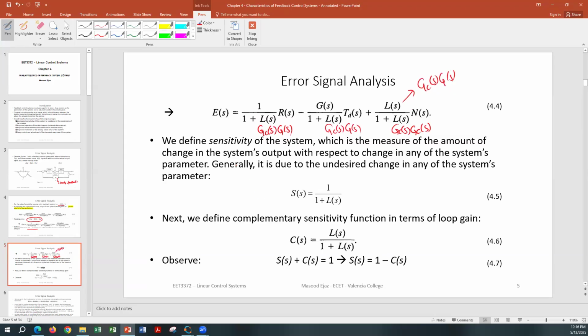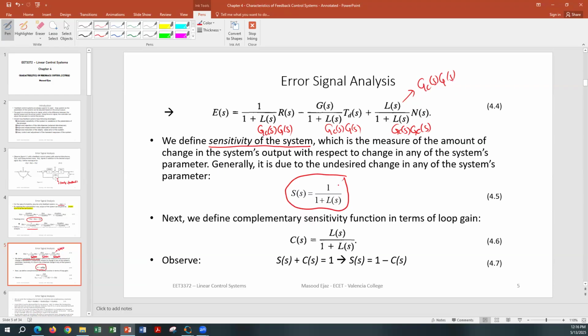Then we define what is the sensitivity of the system. Sensitivity of the system is the measure of the amount of change in the system's output with respect to the change in any of the system's parameters. That is defined as the sensitivity of the system with respect to that parameter. And that's an undesired change in any system parameter, basically. So sensitivity of the system is defined by 1 over 1 plus L(s). Why? We're going to come back to this why.